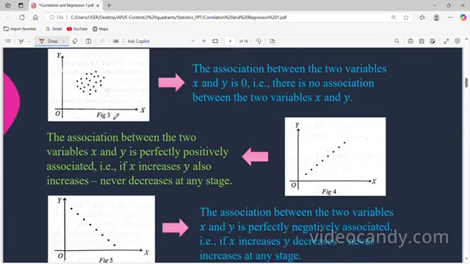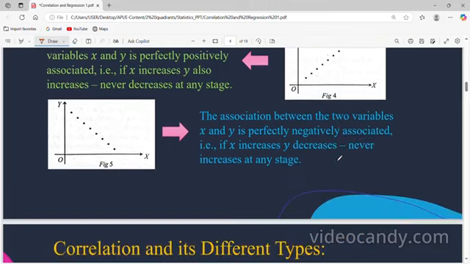Number 4. The two variables x and y are perfectly positively associated. That is, if x increases, y also increases and never decreases at any stage. Next, number 5, that is figure 5. The two variables x and y are perfectly negatively associated. That is, as x increases, y decreases and never increases at any stage.